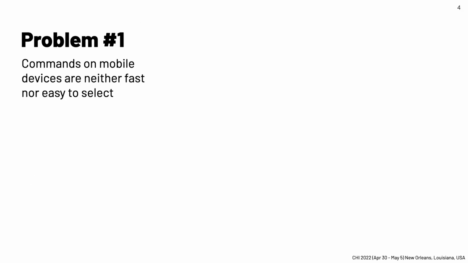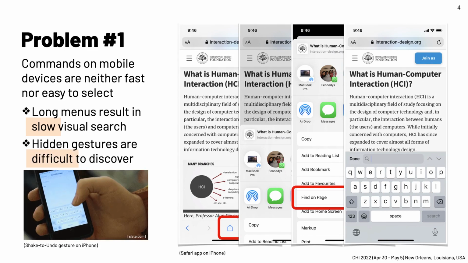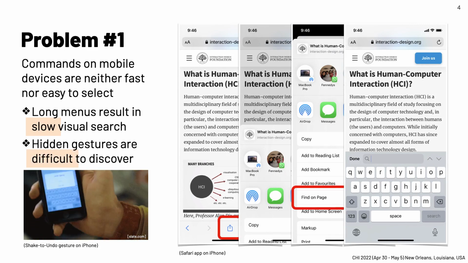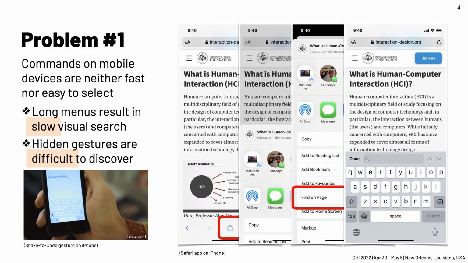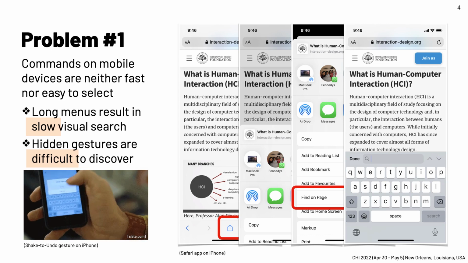So there are two main problems we want to highlight. First is how slow and difficult command selections are on our mobile devices. A frequent task like finding words should not be this tedious and slow. Another example is the undo command. Most iPhone users do not know they can undo by shaking the phone, unless they Google it out or trigger it by accident.